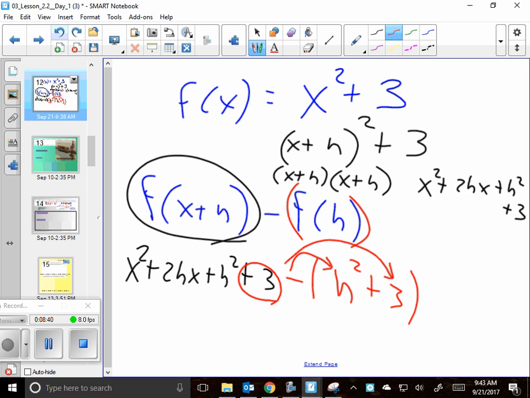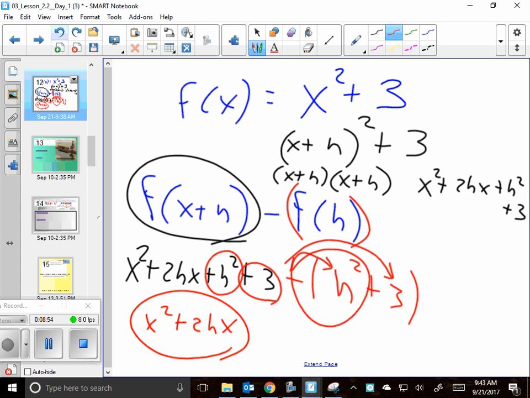So that 3 has a negative. That means it'll cancel that 3. That's going to work pretty nice. And then this negative h squared will cancel this h squared. So then a lot of stuff canceled. Final answer is just x squared plus 2hx. Raise your hand if you had that one right. Okay, and a lot of people made a little mistake in there at the end, didn't they?